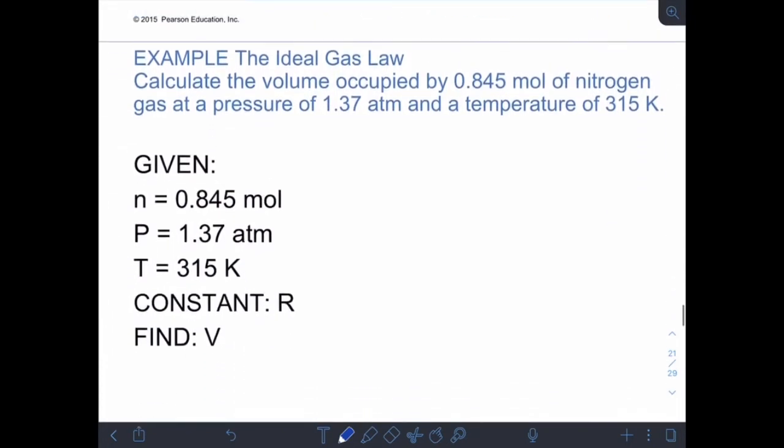Let's take a look at an ideal gas problem. We want to calculate the volume occupied by 0.85 moles of nitrogen gas at a pressure of 1.3 atmospheres and a temperature of 315 K.